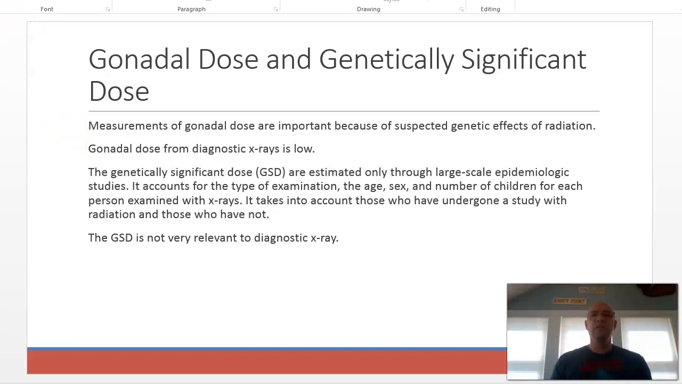This type of dose is really used for large-scale epidemiologic studies that involve lots of people over a long period of time. So you're looking at exams, you're looking at different age groups, you're looking at the number of children that each person has had, who has received any type of X-ray or radiation to that area of the body. And it looks at these enormous studies with thousands and thousands of people. Not really relevant to what we do, but you should know what it is. And again, these are the studies we use to see what genetic changes could affect future generations.